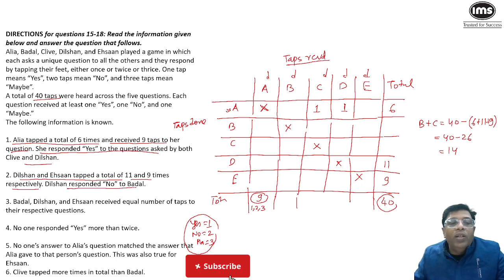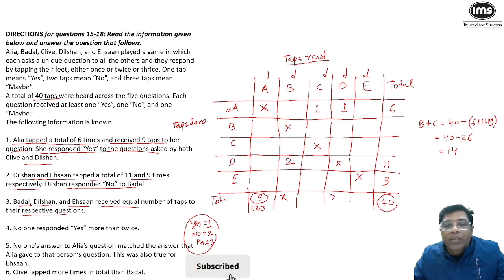D responded no to B. No means 2 taps, so D to B is 2 taps. B, D, and E received an equal number of taps to their respective questions. So let us assume that B received x taps. Similarly, D will receive x and E will receive x taps. And let's assume this value is y. So I can make a simple equation: 9 plus 3x plus y will be equal to 40.